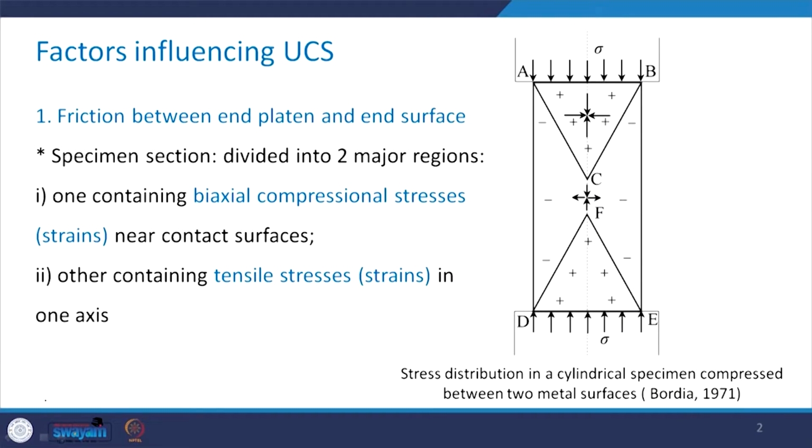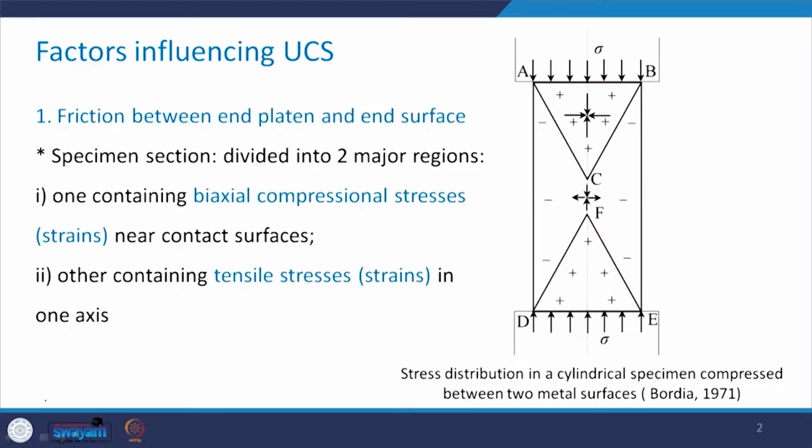The first and foremost and the most important one is the friction between the end platen and the end surface. When I say that, see, this is the specimen, and the loading platen is there through which the load is being mobilized onto this specimen. There is going to be friction between this and the loading platen. Now, what happens because of the presence of the friction at this interface?